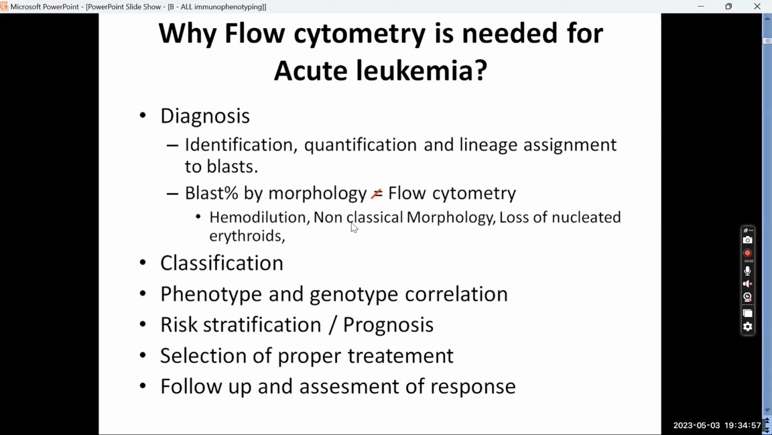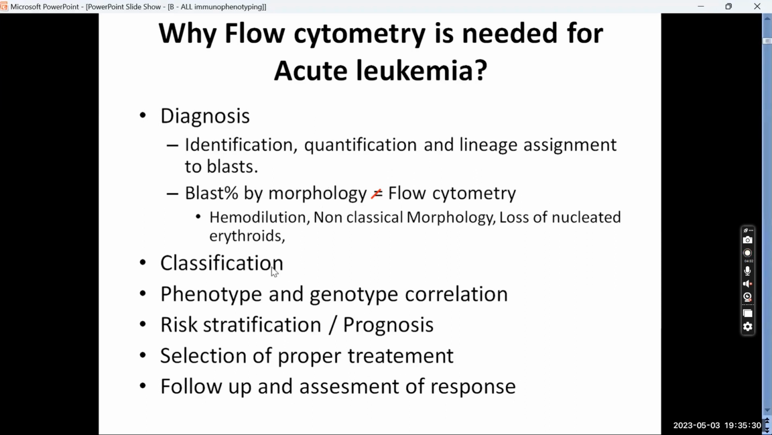Or sometimes the blast percentage in flow will be more than morphology. That is because of the non-classic morphology of the blast. And during flow processing, we lose a lot of nucleated erythroids, and that may relatively increase the percentage of blast. So if you ask me which is the best way to establish the percentage of blast, I would say, yes, morphology, with the help of flow. Morphology is better, but still there are certain areas where morphology can give you a low blast count or a high blast count.